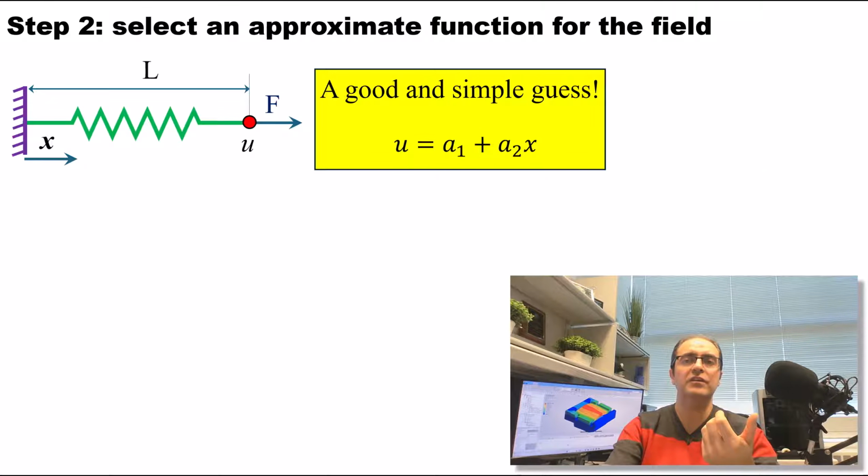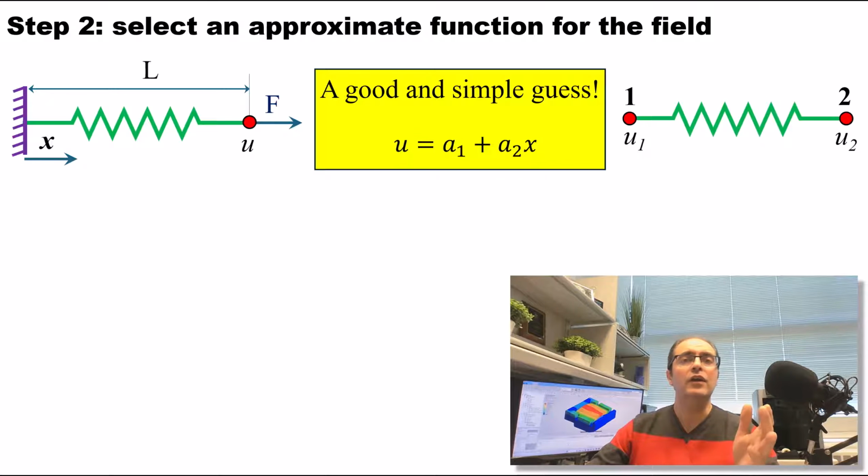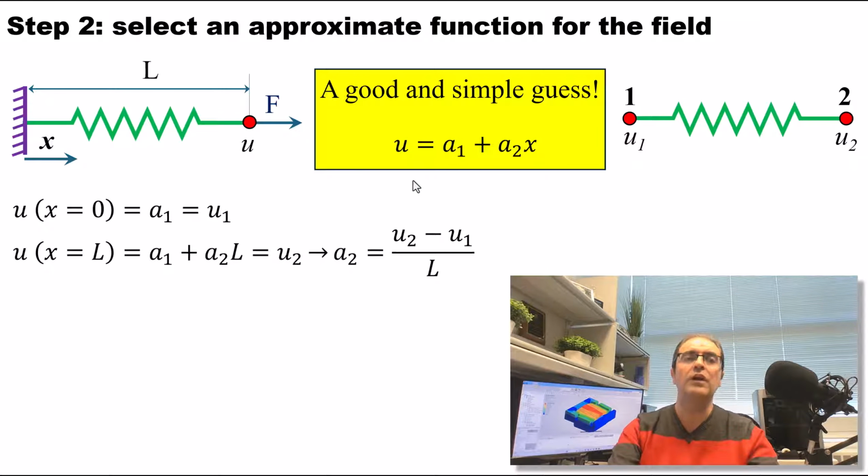What are the boundary conditions on the elements? I know that node 1 on the left has the degree of freedom u1, and node 2 on the right has the degree of freedom u2. So these are the boundary conditions. If I plug these boundary conditions in u, then I will be able to find a1 and a2. Let's do it. U at x equal to 0 is a1. If you set x equal to 0 here, u is equal to a1. And also from this element, you know that u is equal to u1 at x equal to 0.